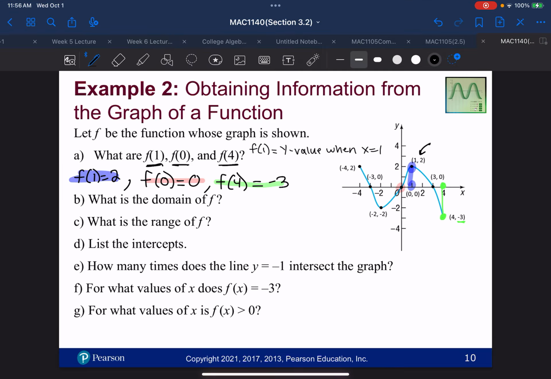Okay, next question says, what is the domain of f? Which again is all the x values. This function is not going forever because it's ending at those endpoints. If it was, then my curve would look like this with arrows. That means it's going forever, but this is not.